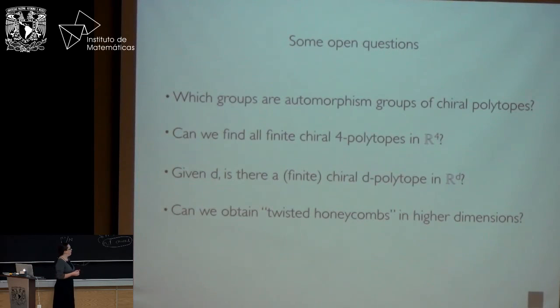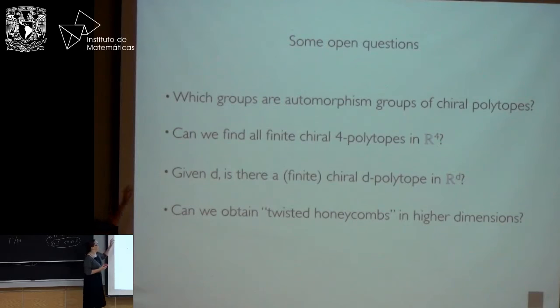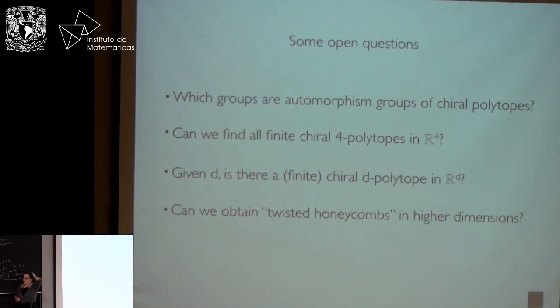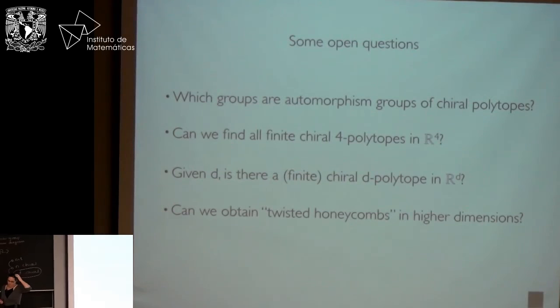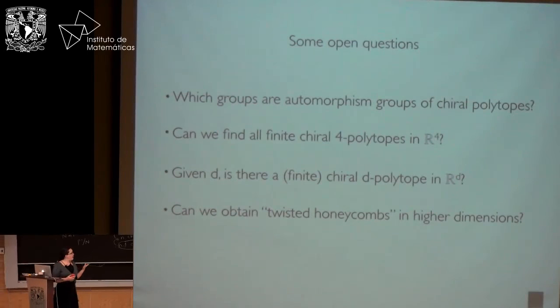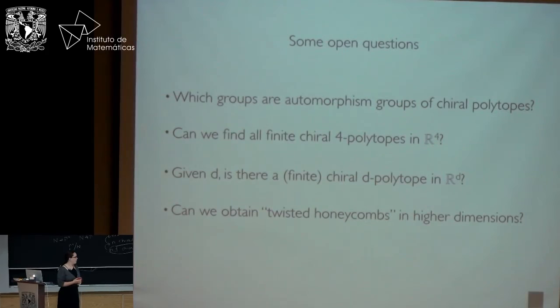And then going a little more back to what I said in the talk, I showed you two finite chiral 4-polytopes in R4. Can we find all of them? I don't know. I hope so. It might be that some of them come from Coxeter's twisted honeycombs, but do they all? We have no idea.